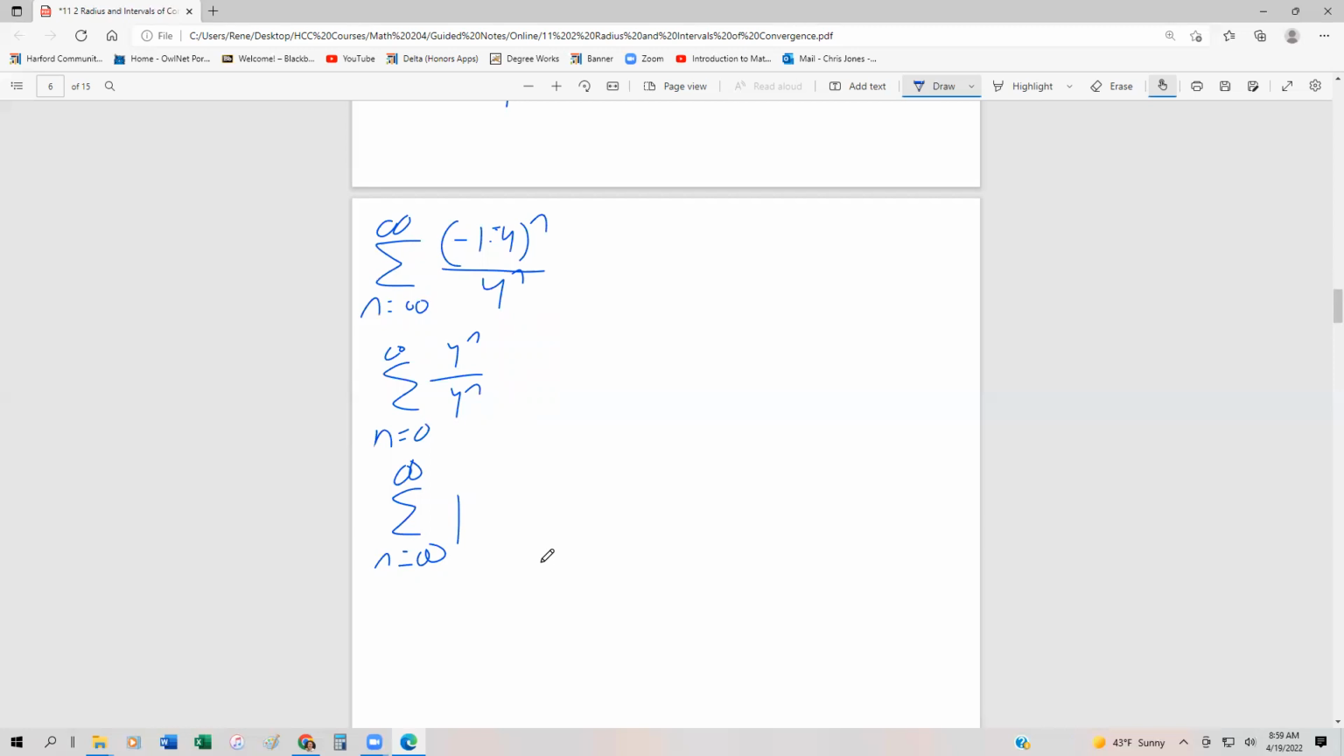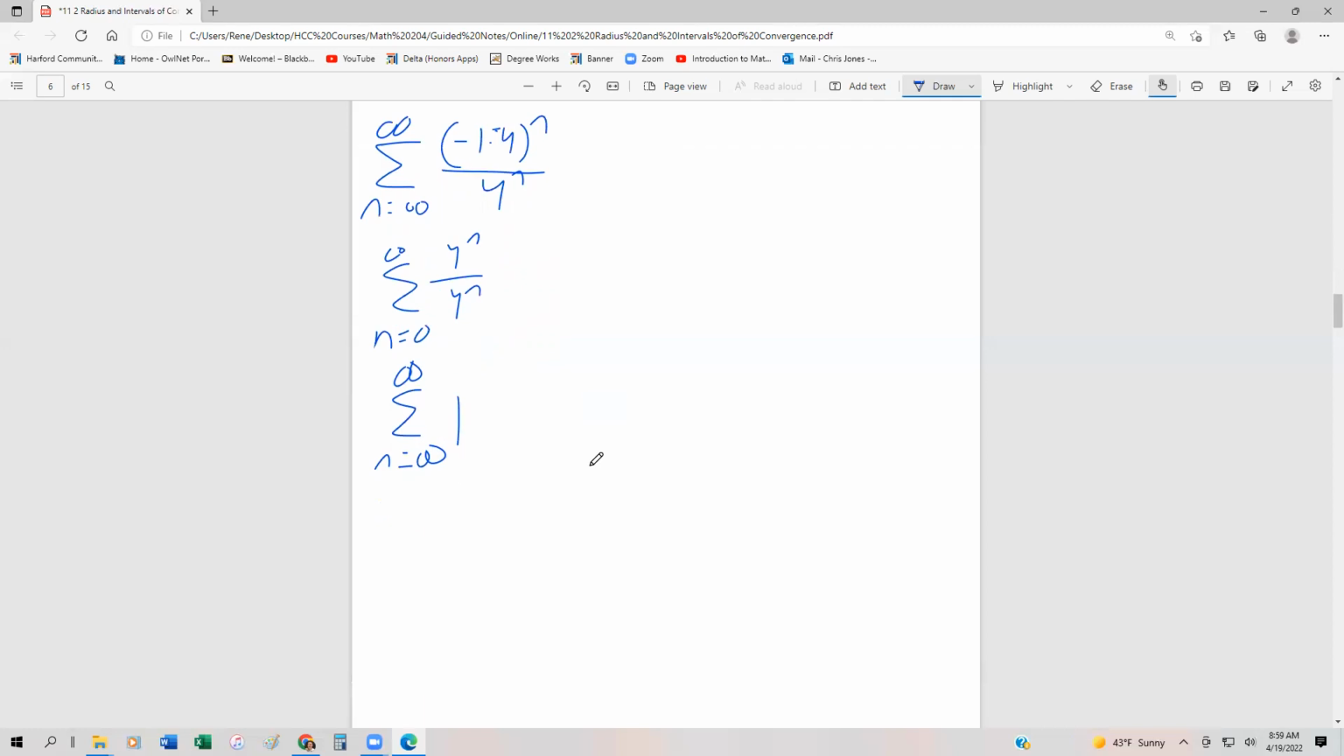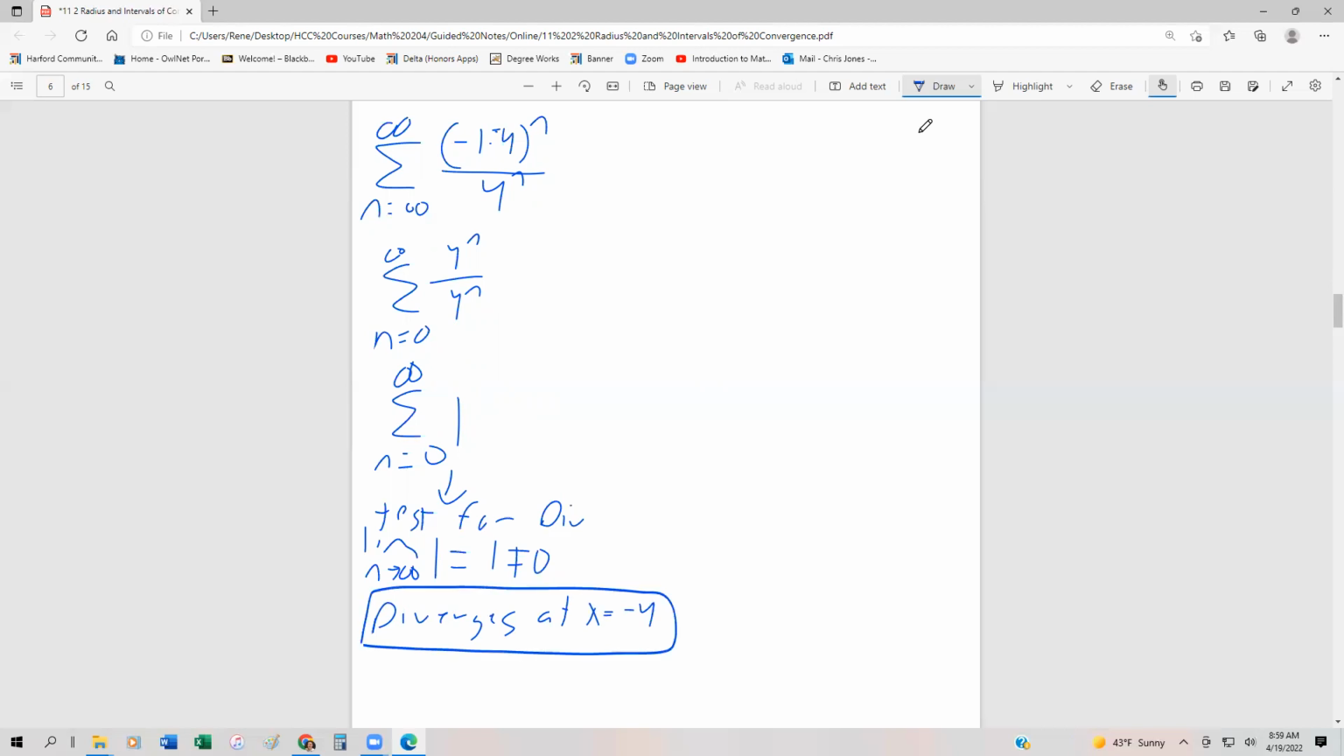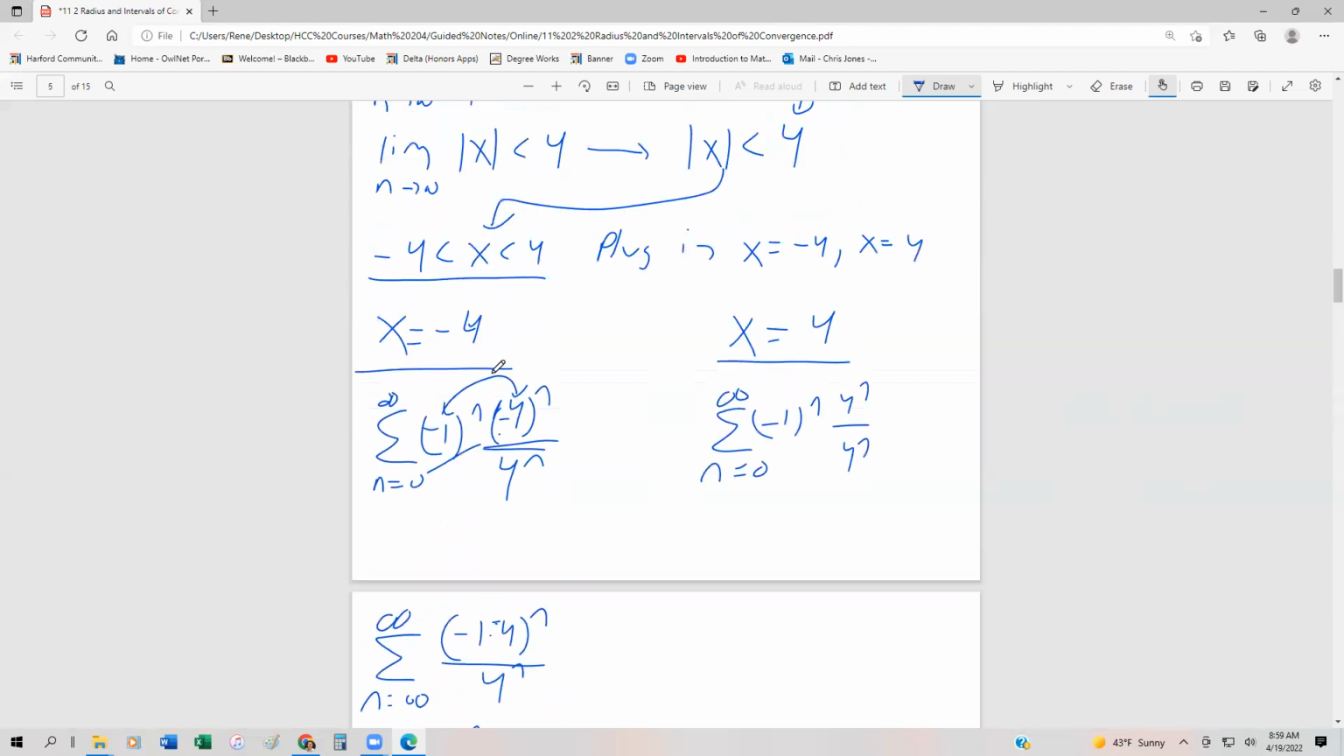All right. Now, what happens with this? Well, what's going to happen is if we just keep adding up ones, and this should be n equals 0 to infinity, excuse me. If we just keep adding up ones, or we could just use the test for divergence. So we would have the limit as n approaches infinity of 1, which is equal to 1, which is not equal to 0. So by the test for divergence, clearly it diverges at x equals -4. And that's what we just wanted to show, that it diverges here.